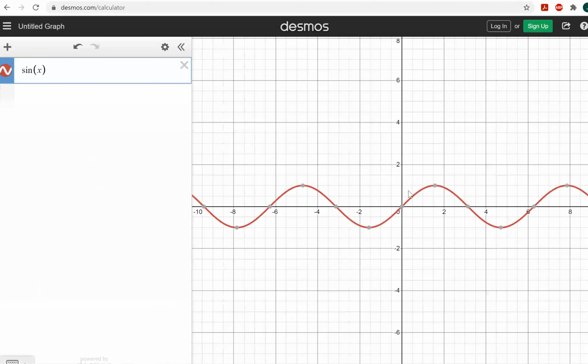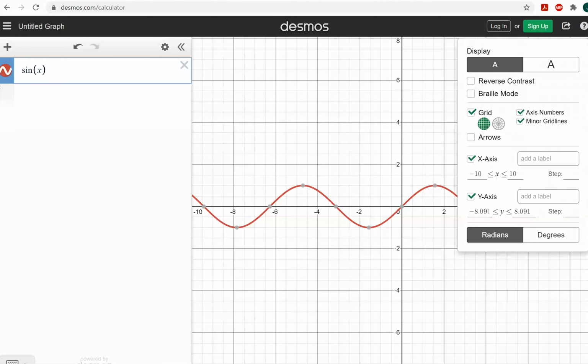Now, from this, we can see there's 1, there's -1, but what might be kind of tough is visualizing where those radians are occurring. So what we can do is change the settings. I'm sorry, it's a little off of my recording screen here, but if you go a little to the right, there should be this wrench in the upper right-hand corner called graph settings. So I'm going to open that up.